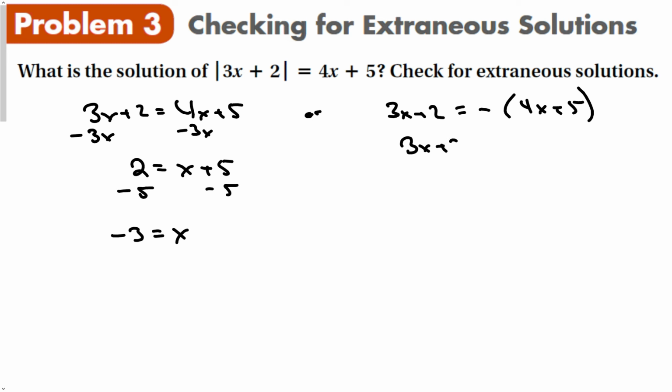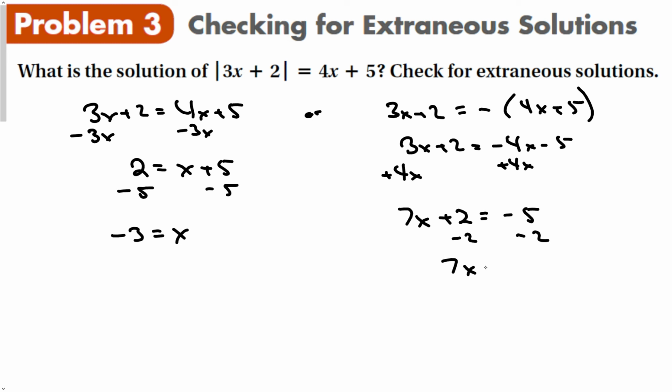Again, you have to distribute this negative. All right, and now I'm going to add 4x to both sides in order to keep my variable positive. You don't have to do this. I just think it's a little bit easier to try to keep the variable positive, less chance of making a mistake. And so x is equal to negative 1. All right, so we have two solutions, negative 3 and negative 1.